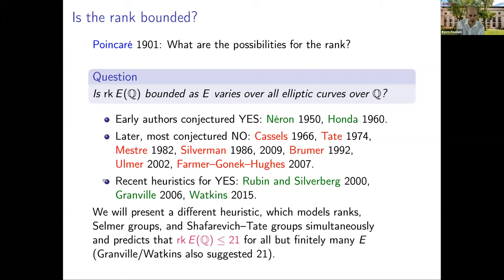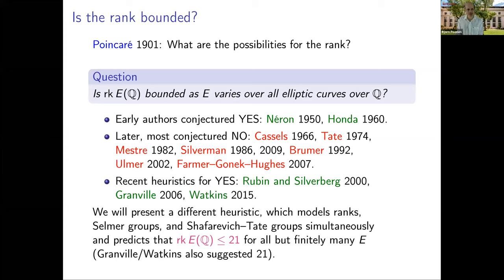On the other hand, more recently, a couple of authors had not just guesses, but actually heuristic reasons for believing that the rank should be bounded. Rubin and Silverberg had an argument based on lattices, suggesting that in a family of quadratic twists, the rank should be bounded by 8. But they didn't really believe it themselves, because they knew that the rank is actually not bounded by 8. So whatever their heuristic was, there's something fishy about it.